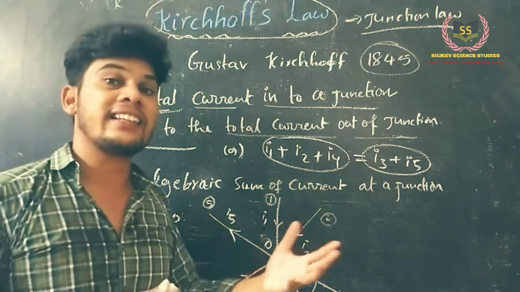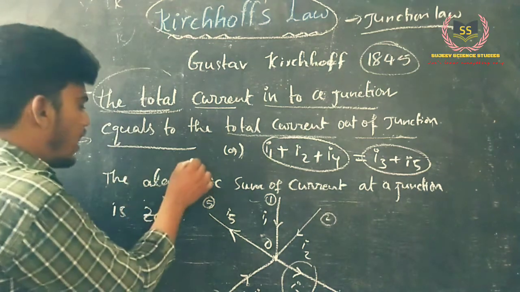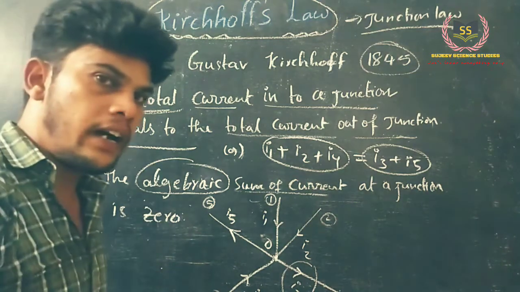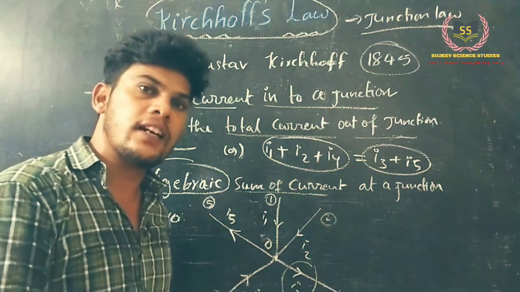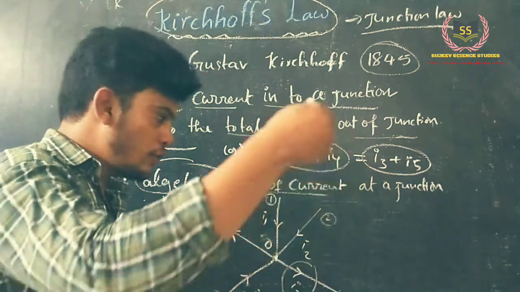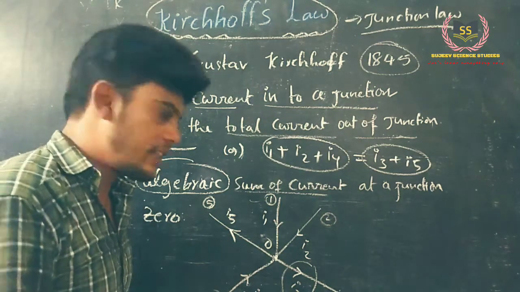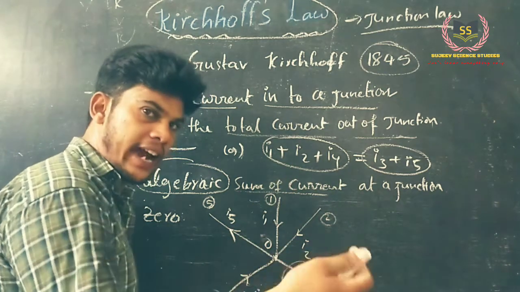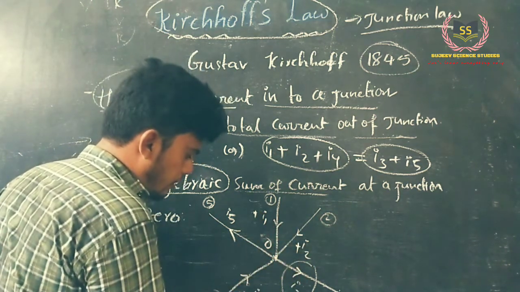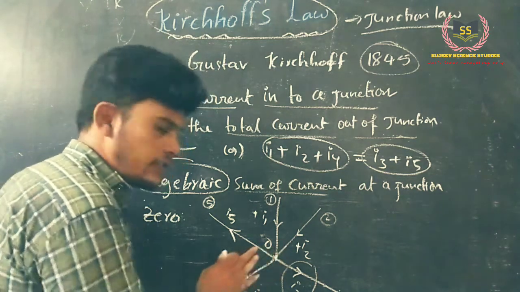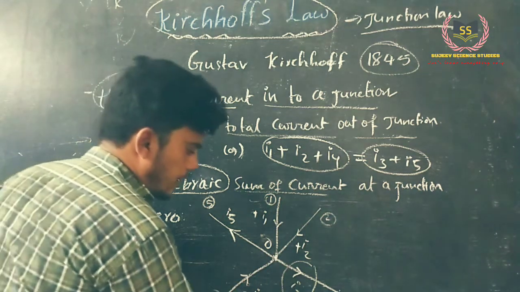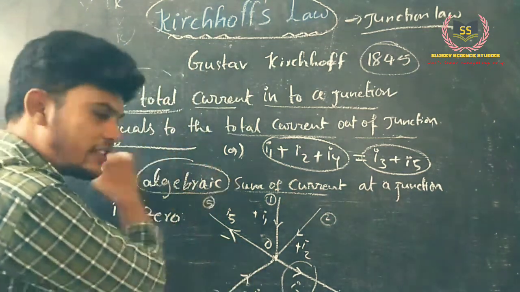We can derive this in another form. Look at here, the algebraic sum of the current. Algebraic means we are showing that equation with plus and minus values. The current which goes inside, I will take those values as plus values, adding into the junction. So I1 is plus, I2 is plus, and I4 is also plus, because the current flows inside, adding. Leaving means subtracting, so I will take them as minus values. So these are algebraic values.